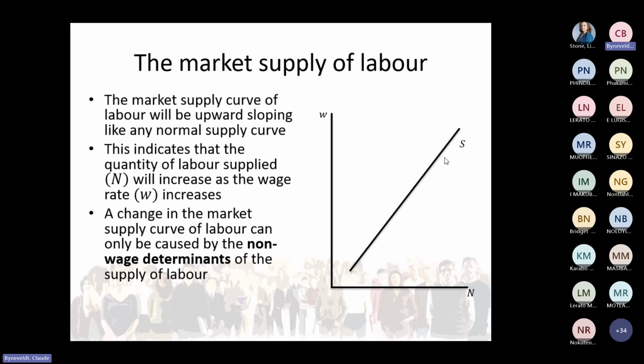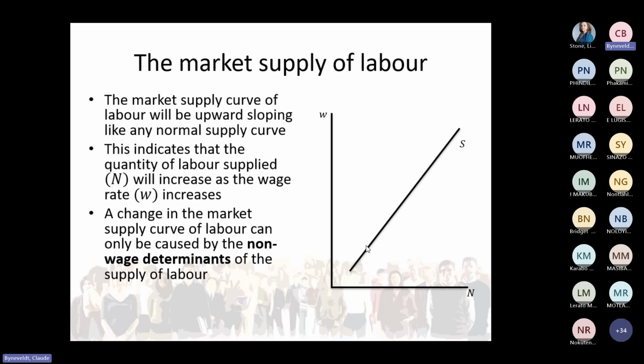Now, who demands labor is firms, and who supplies labor is the workers. That is different from the goods market. Who demands goods and services is consumers, and who supplies goods and services are firms. That is a major distinction between the goods market and the labor market.